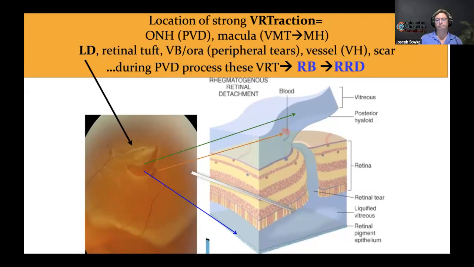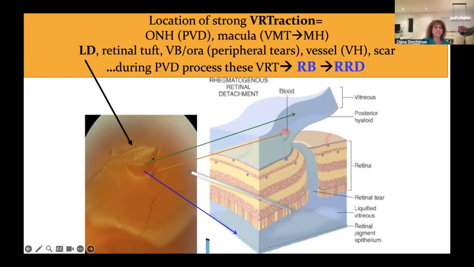Locations of strong vitreoretinal adhesion, as we mentioned before: obviously by the nerve, hence a PVD. Macula, hence things like VMT and macular holes. Lattice, hence a tear adjacent to it, not the lattice itself, the thinning, but the tear adjacent to it. And of course, areas of the vitreous base and the ora, which is what Joe had mentioned. That's where you want to get a good view.